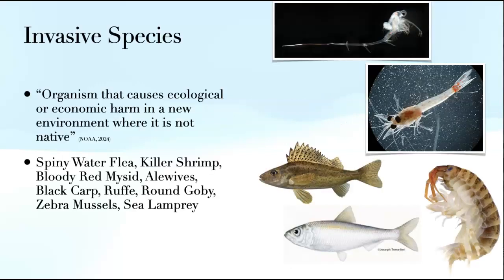So we're going to start off with what an invasive species is. NOAA defines it as an organism that causes ecological or economic harm in a new environment where it is not native. Some examples in the Great Lakes include spiny water flea, killer shrimp, bloody red mysid, alewives, black carp, ruffe, round goby, zebra mussels, and the sea lamprey.